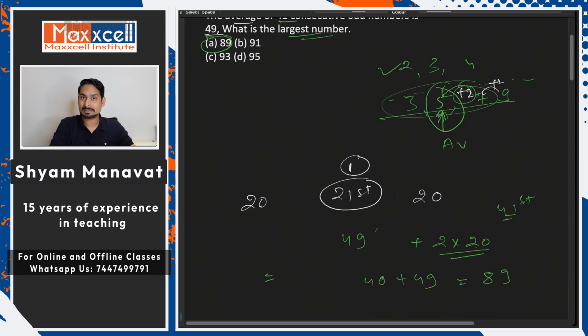So what is the learning from this question? Consecutive numbers. What are consecutive numbers? One after the other. What are consecutive odd numbers? One odd number, the next odd number, the next odd number. What is the difference between consecutive odd numbers? 2. These are the lessons. The next lesson is, if there are consecutive numbers, the middle number is the average. Always the middle number is the average.